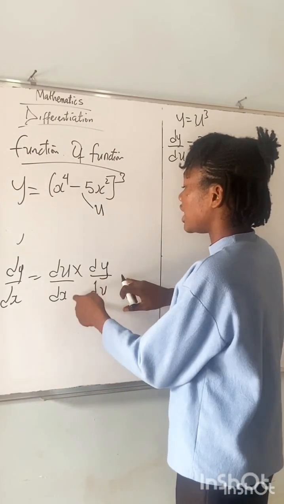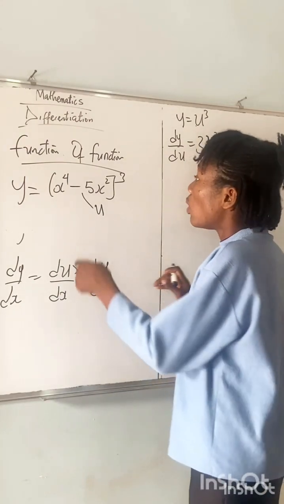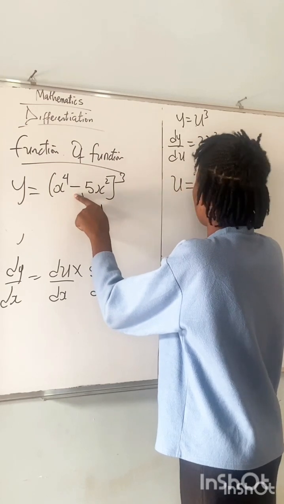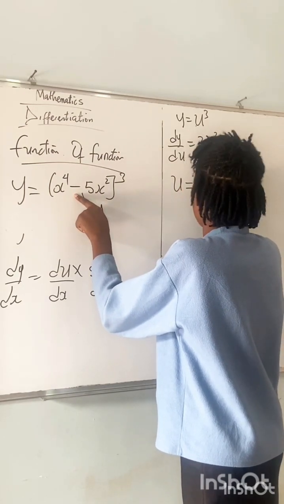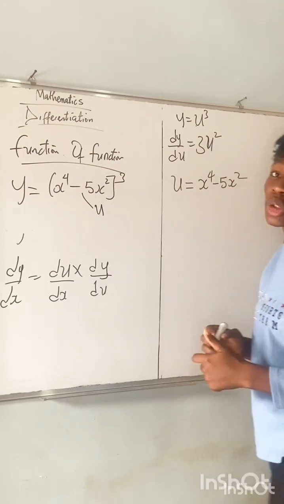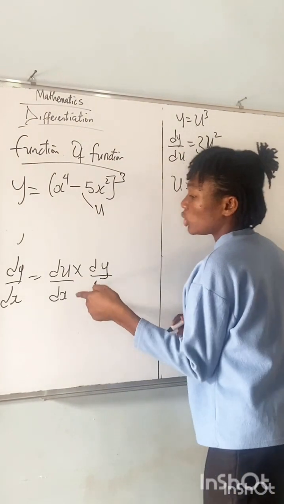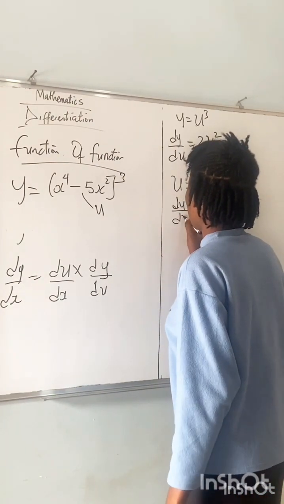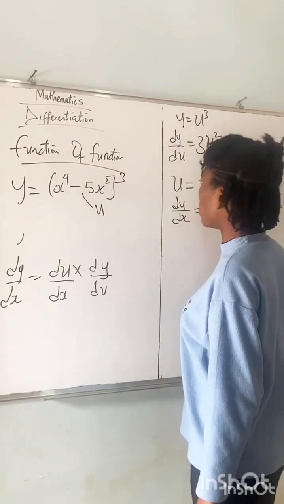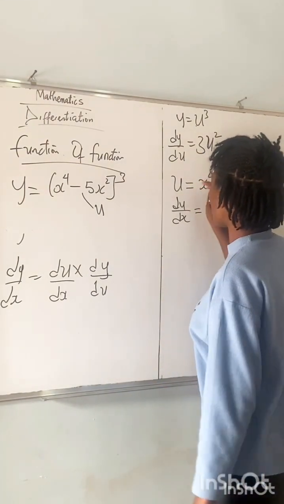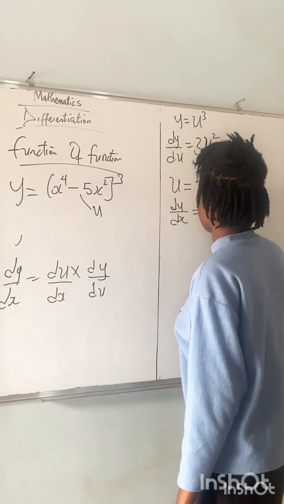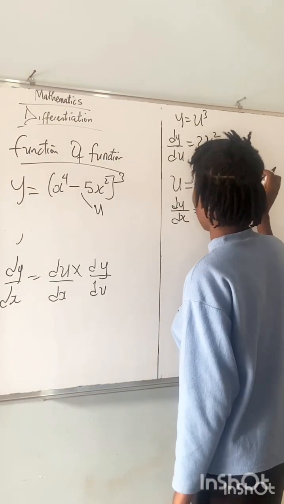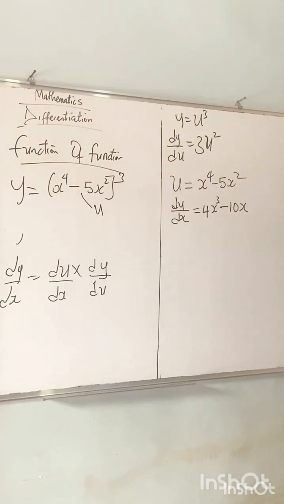Now the next thing we need to do is to get our du dx. Like I said, our u is equal to this expression, so we are differentiating our u with respect to x. So du dx with respect to x will be, differentiating 4 times this, we have 4x cubed because 4 minus 1, and then we have 10x because of 2 minus 1. Now we have done this.